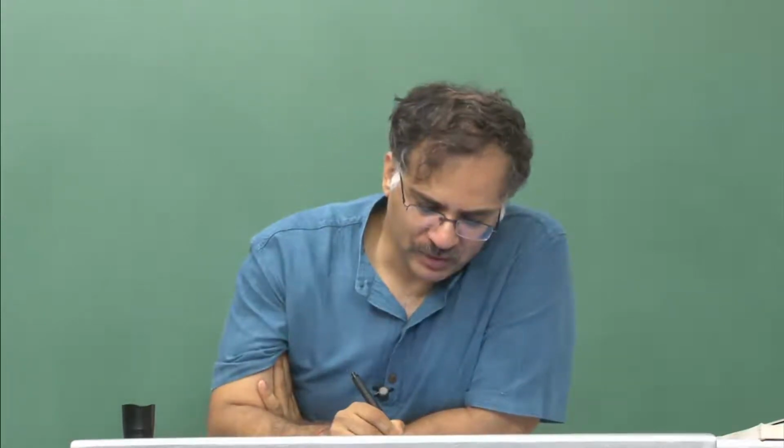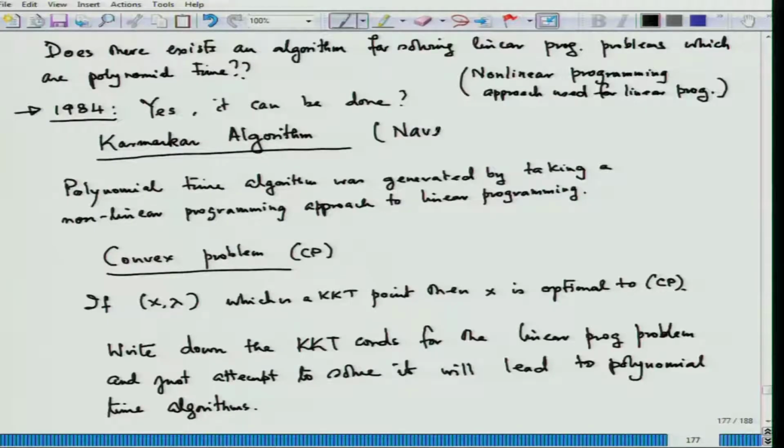and this was a famous algorithm called Karmarkar's algorithm due to a mathematician called Narendra Karmarkar, who now stays in Pune, and we should be proud that he is an Indian, and he, when he was in Bell Labs, did this interesting algorithm.